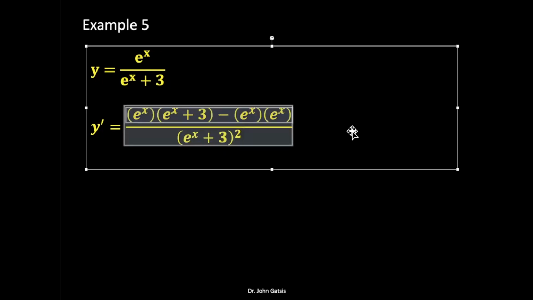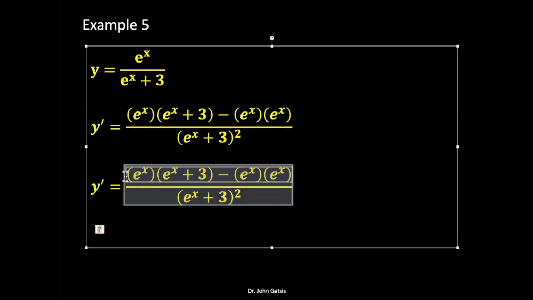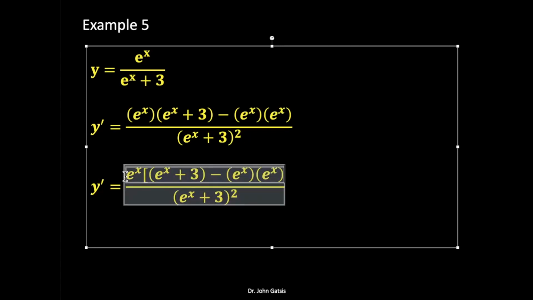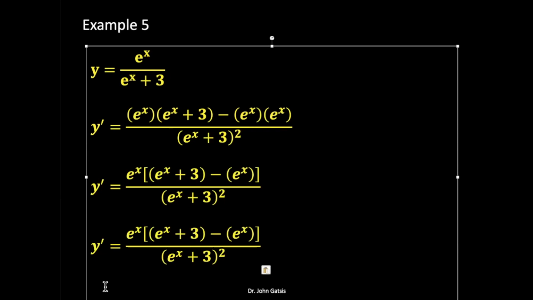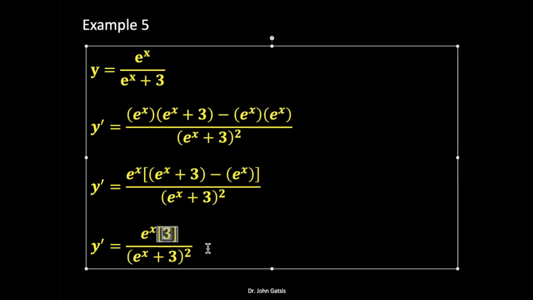Now, if you notice on the numerator, there is a common factor there of e to the x. So what I might do here is just take out the e to the x, put a square bracket, and maybe it makes it a little bit easier to follow. Within the square bracket, you see that this e to the x and that e to the x, they cancel. So this allows us to just take it a little bit further by writing a 3 here. So that's the final answer.